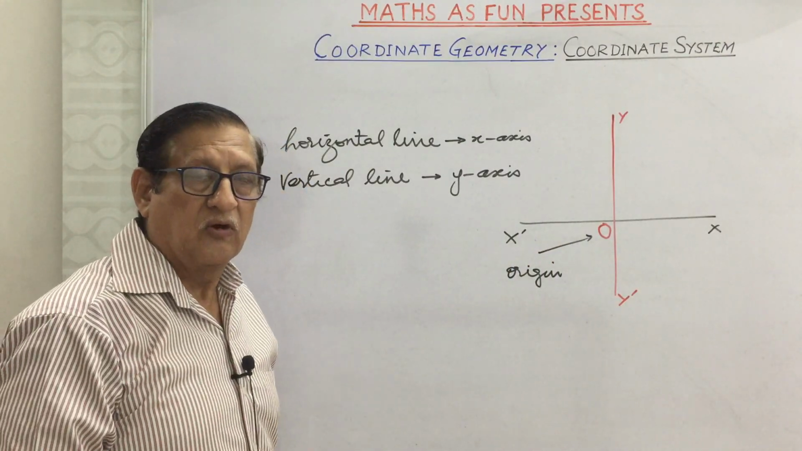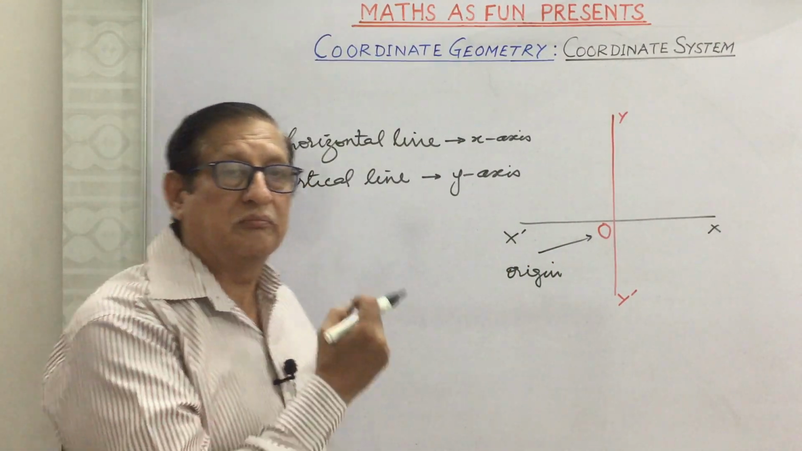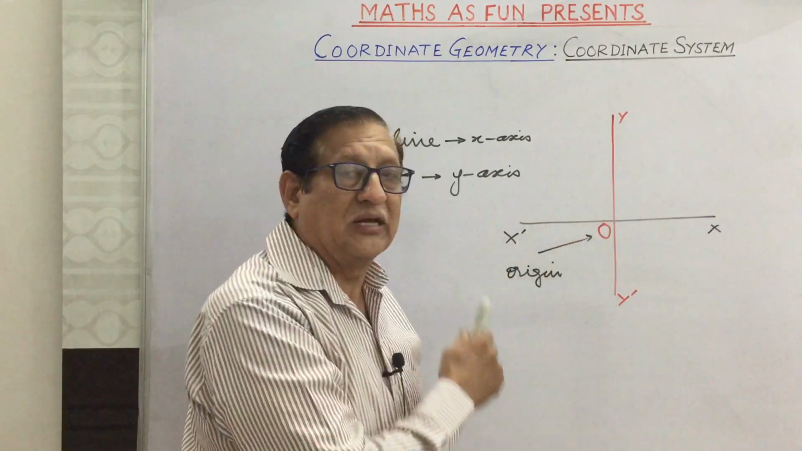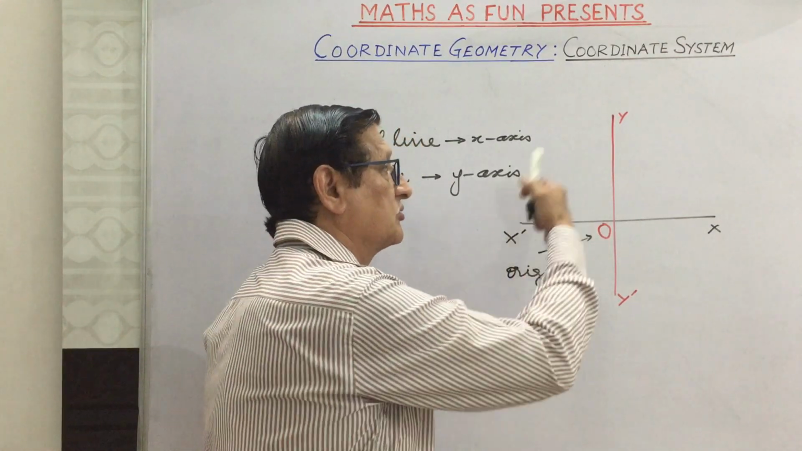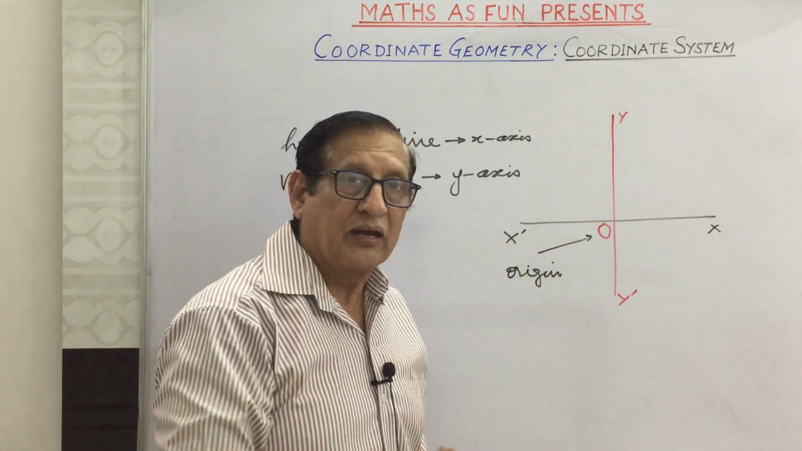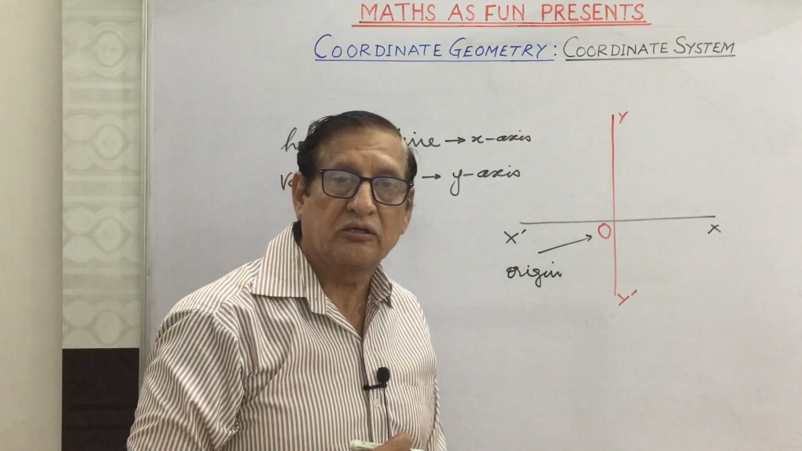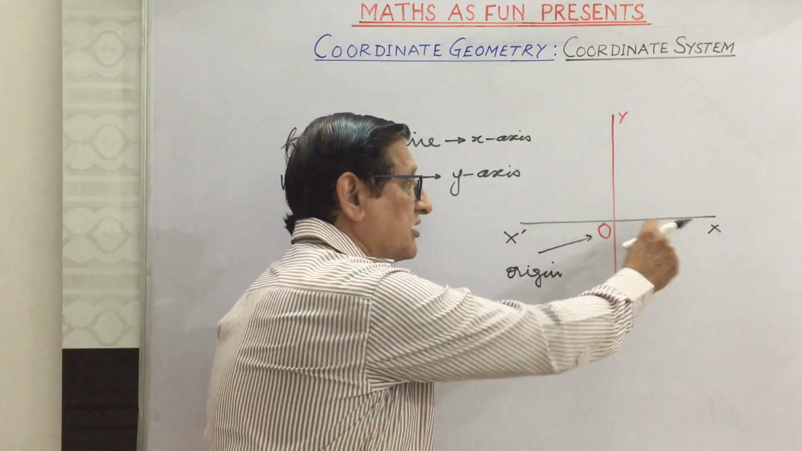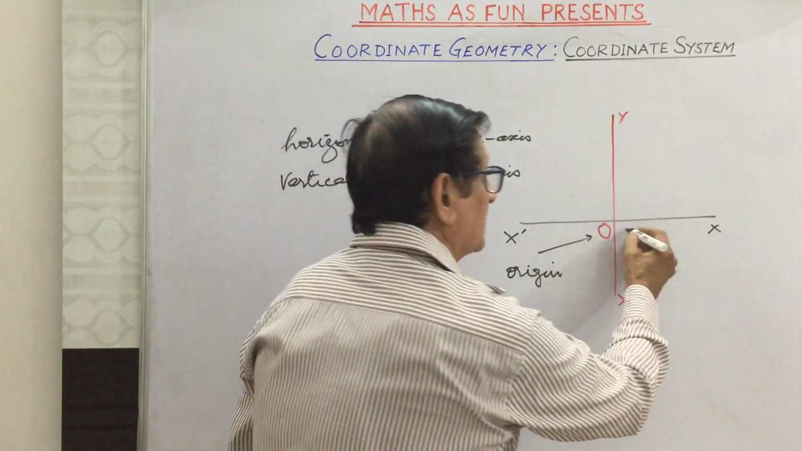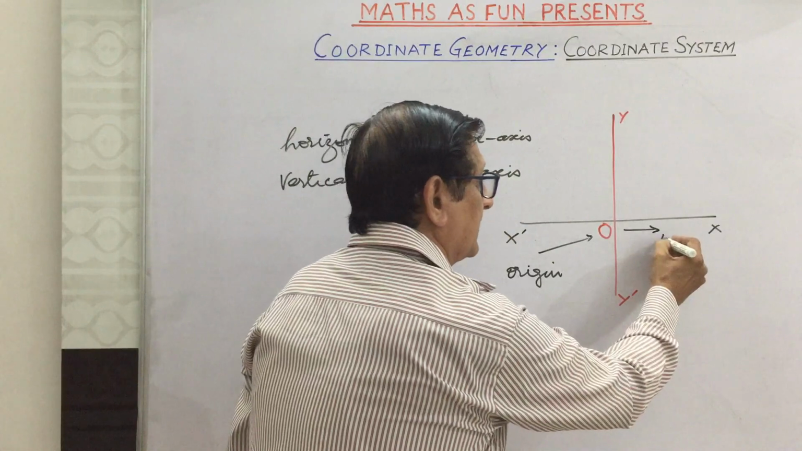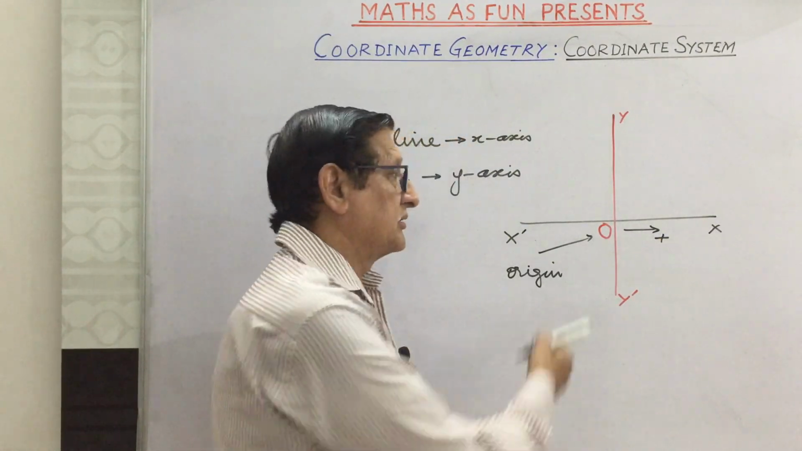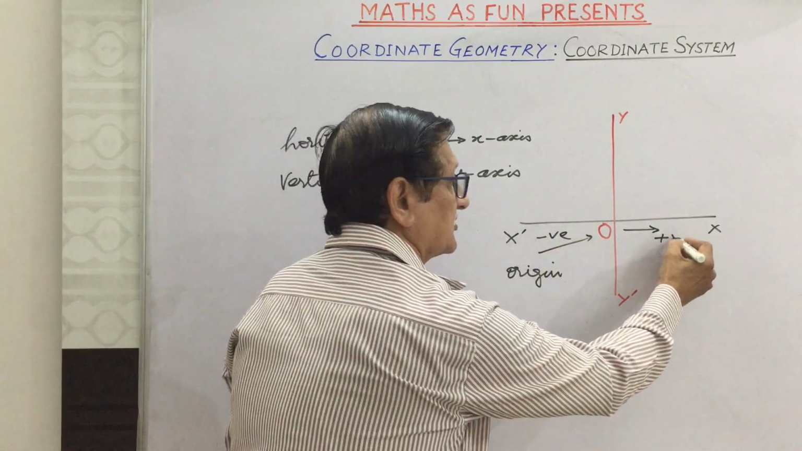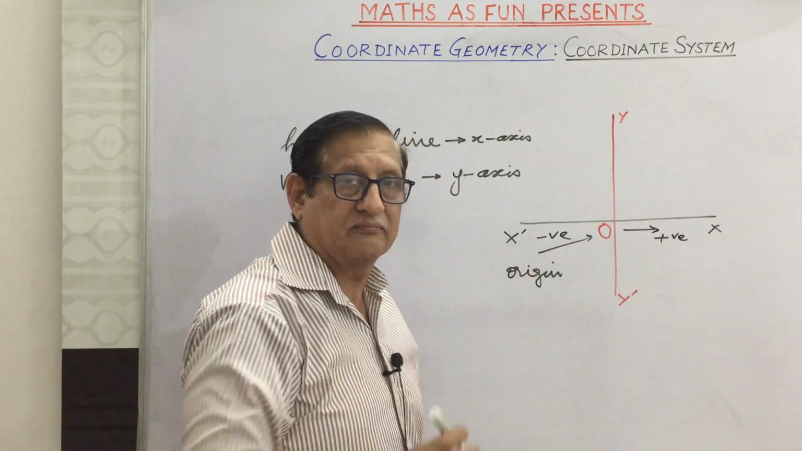What is origin? We have learnt this in case of the number line also. In the number line we mark a 0, that is known as the origin. The distances on the right of it are taken positive and the distances on the left of it are taken as negative. So here also we say the same thing, that on the x-axis the distances from origin on the right will be taken as positive and the distances on the left of this will be taken as negative. This is positive, this is negative.